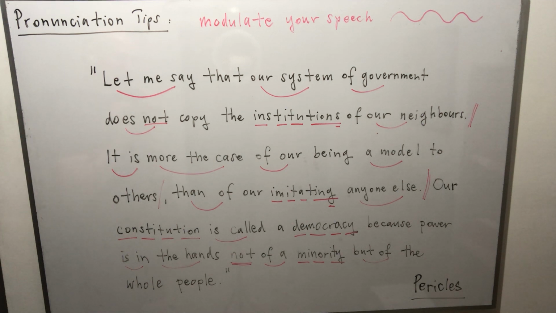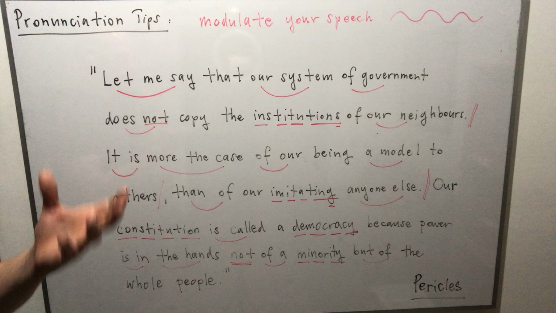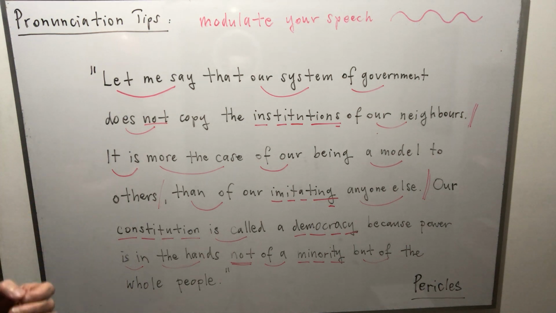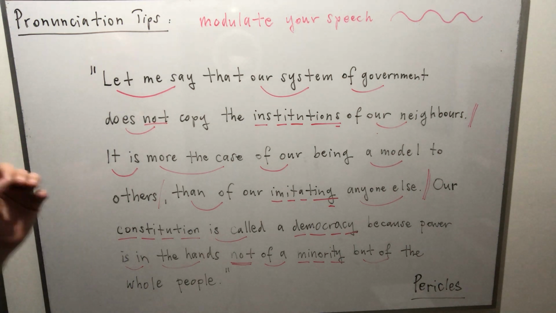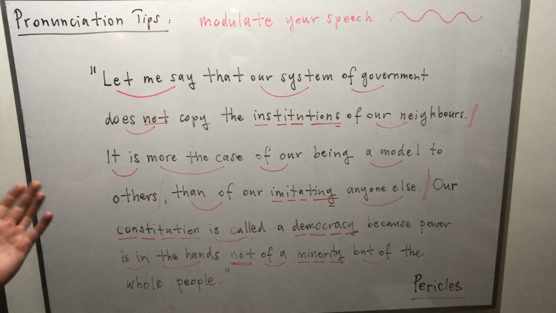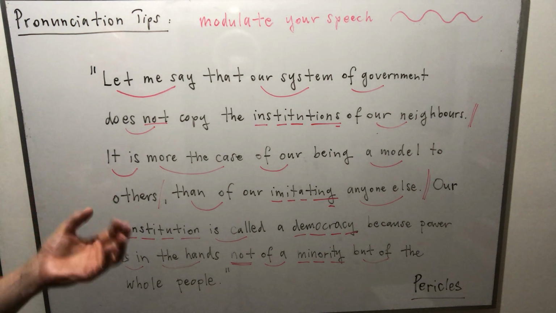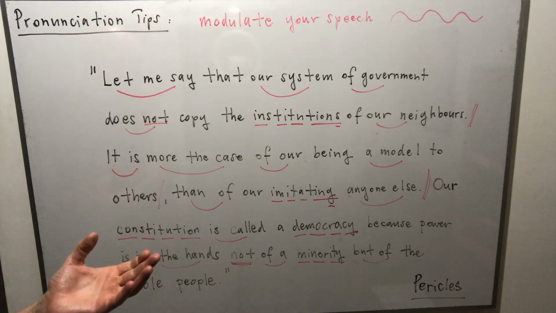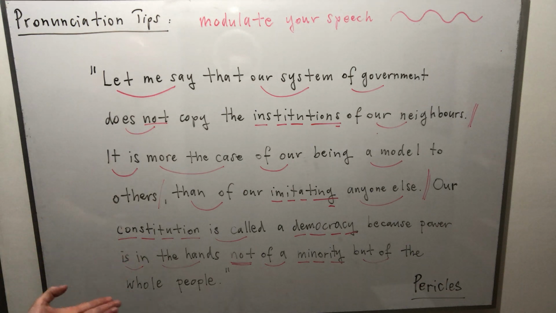Let me say that our system of government does not copy the institutions of our neighbours. It is more the case of our being a model to others than of our imitating anyone else. Our constitution is called a democracy because power is in the hands not of a minority but of the whole people.